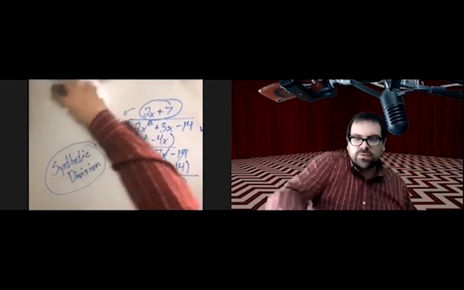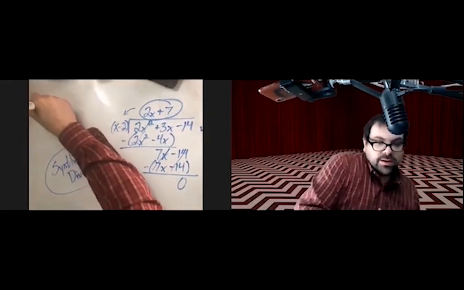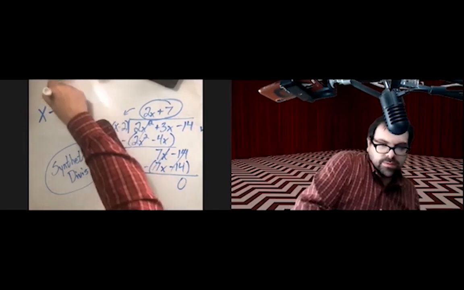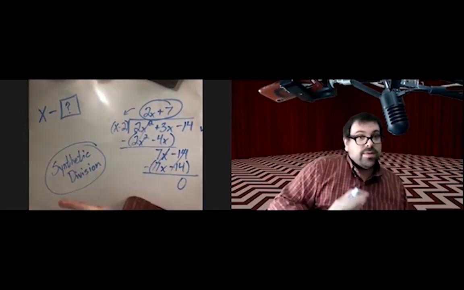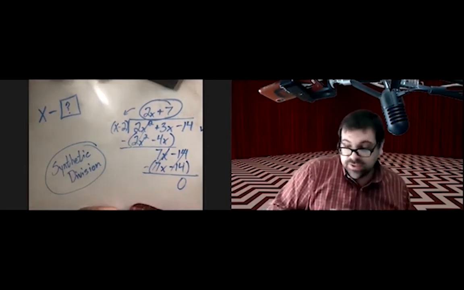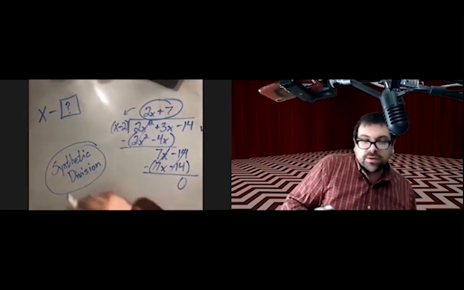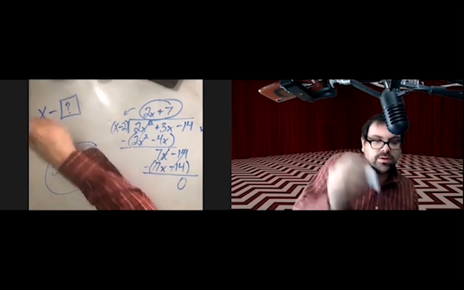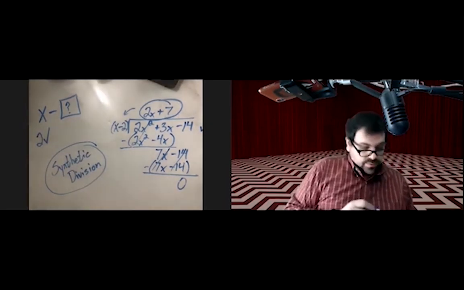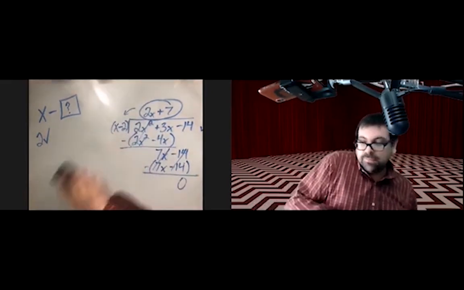So the first thing when we have synthetic division is going to be x minus what? That is the first question we ask ourselves. x minus 2 here means that our what is going to be 2, positive 2, because x minus 2 is what we're dividing by.